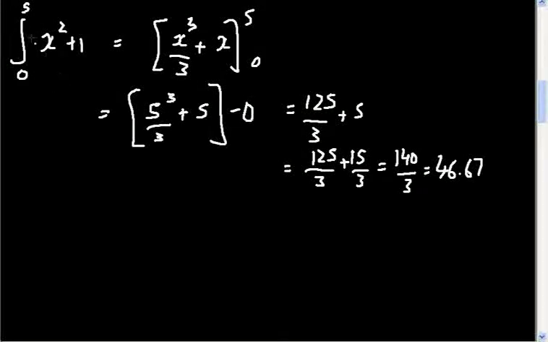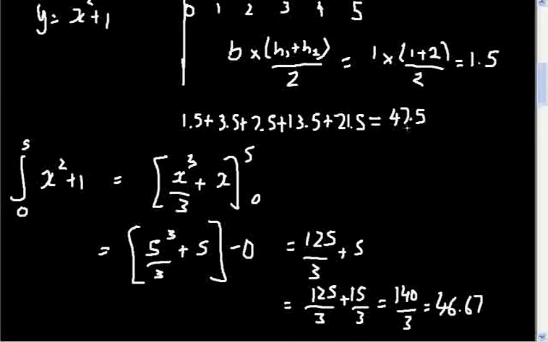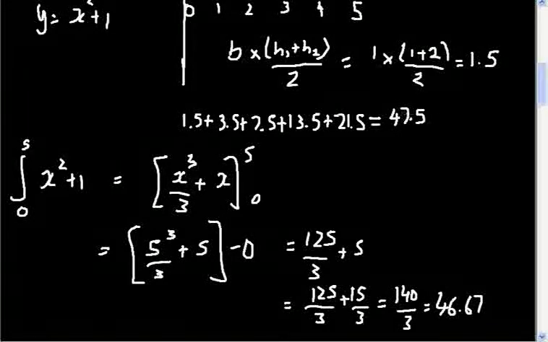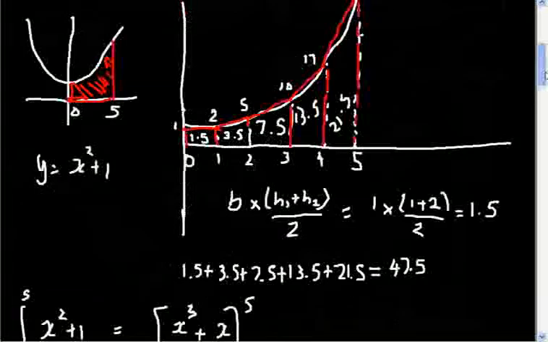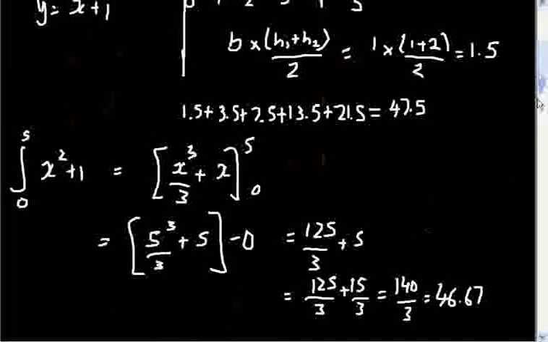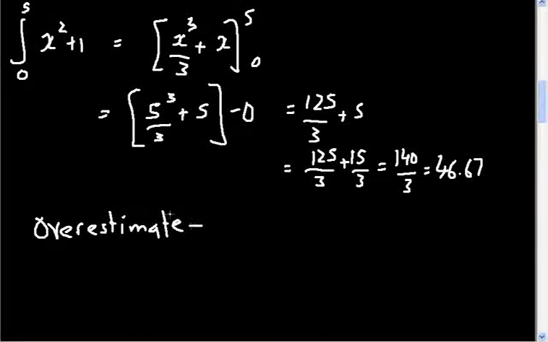I have the results here ready for you. When I do the definite integral between 5 and 0, the answer that I get is 46.7. If I compare that with the answer I got using the trapezium rule, 47.5, then as I've said before, the approximate answer is an overestimate, because you're counting all these unnecessary bits of space here when you use the trapezium rule.